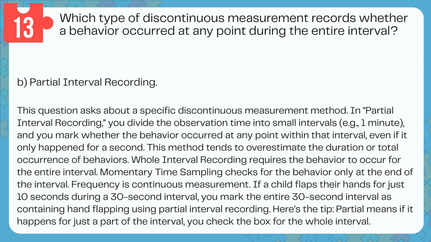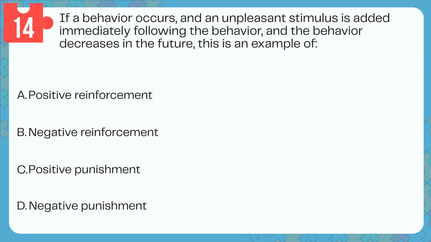Whole interval recording requires the behavior to occur for the entire interval. Momentary time sampling checks for the behavior only at the end of the interval. Frequency is continuous measurement. If a child flaps their hands for just 10 seconds during a 30-second interval, you mark the entire 30-second interval as containing hand flapping using partial interval recording. Here's the tip: partial means if it happens for just a part of the interval, you check the box for the whole interval.